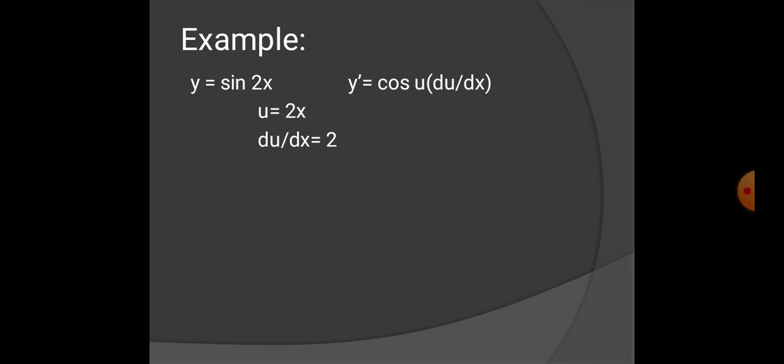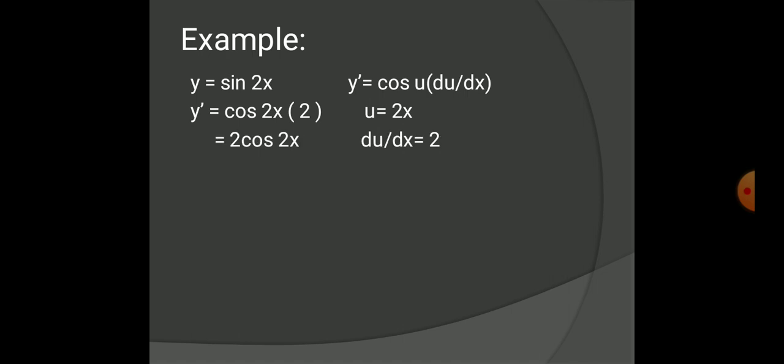And if we're going to apply the formula for the derivative of sine 2x, we have y prime is equal to cos 2x times 2, and this is the derivative for our sine 2x, which we can simplify as 2 cos 2x. This is how we use the derivative formula for sine 2x, and we use the chain rule in this process.